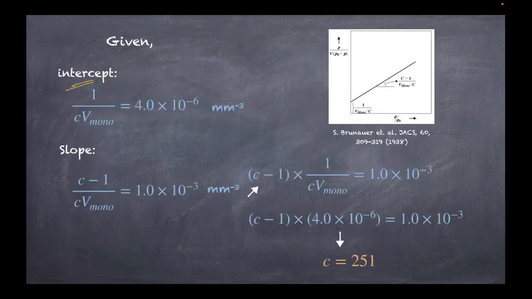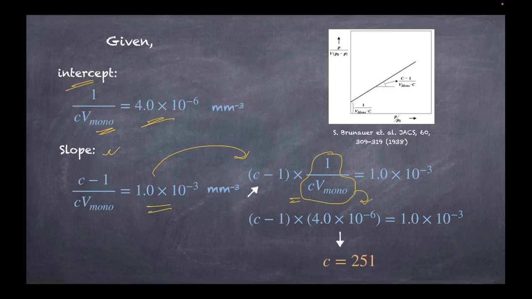So the intercept is given, that means 1 divided by C times V monolayer is 4.0 times 10 to the power minus 6. The slope is also given, (C minus 1) divided by C times V mono, which is 1.0 times 10 to the power minus 3. Now from this expression, (C minus 1) times 1 divided by C V mono, we can write this. So this is the expression of the intercept, so this value is known.